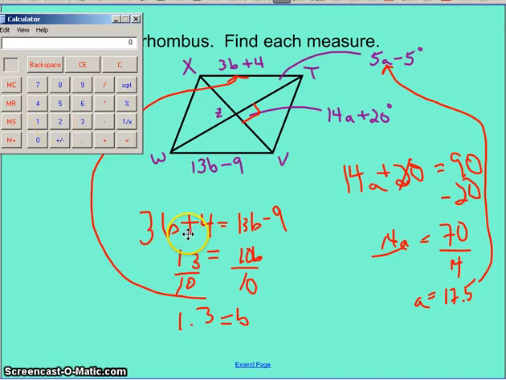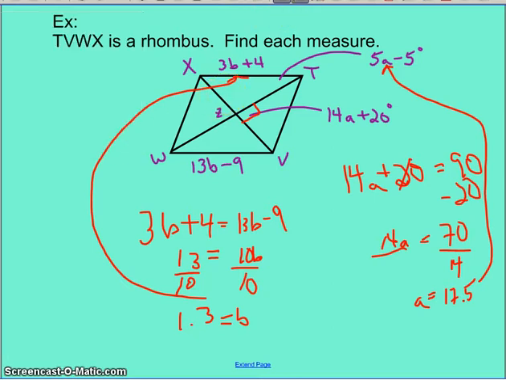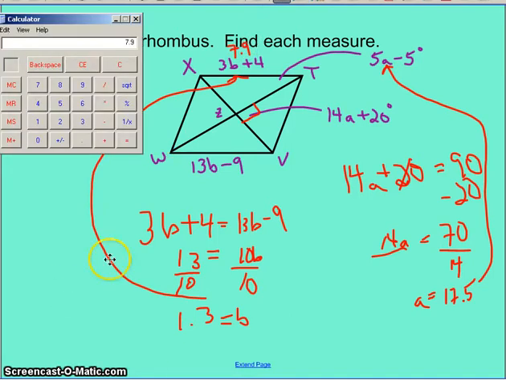Accessories, calculator. Alright, so we've got 3 times 1.3 plus 4 equals 7.9. So all the sides would be 7.9. And then let's go ahead and figure out what that angle would be.